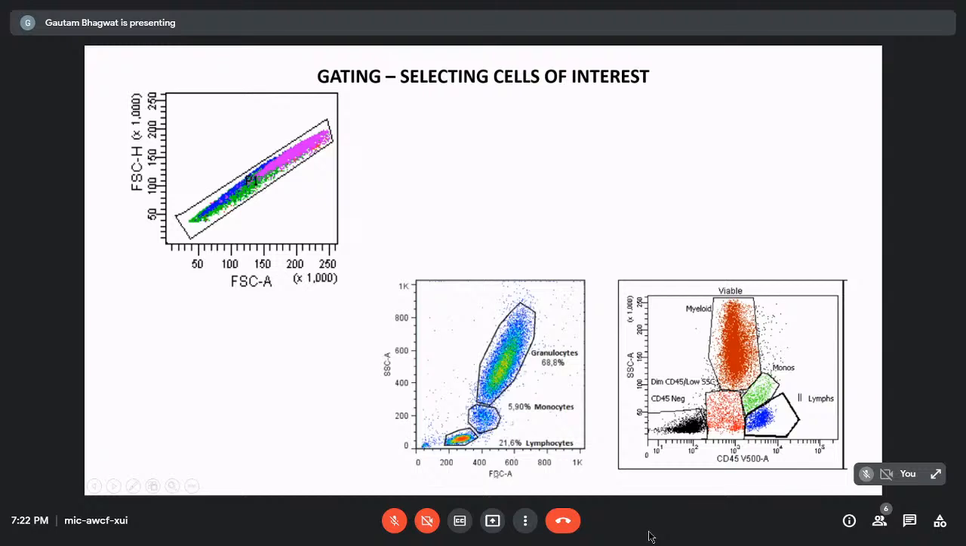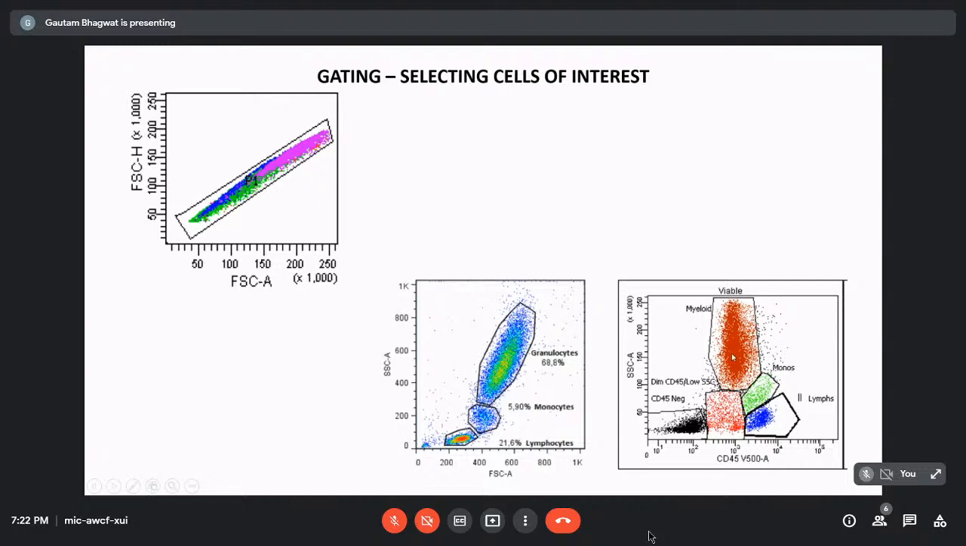So if you compare with the forward scatter gate, in the forward scatter the lymphocytes were on the left hand side because they are smaller in size. But in the CD45 side scatter gate, the lymphocytes are on the right hand side. That is, they are the brightest in terms of CD45 expression.